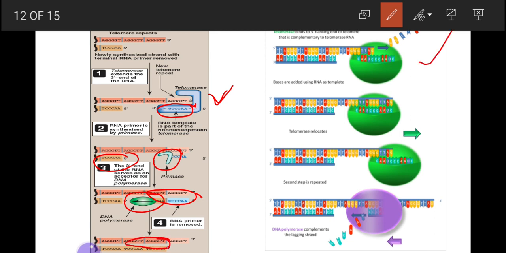This picture I took from Wikipedia, and I thought this is more explanatory as compared to the picture in the Lippincott. This green ball is the protein telomerase, and this is its RNA, which is used as a template for the elongation of the 3' end of the DNA. After its extension, it is removed, and the complementary strand is elongated by the DNA polymerase.